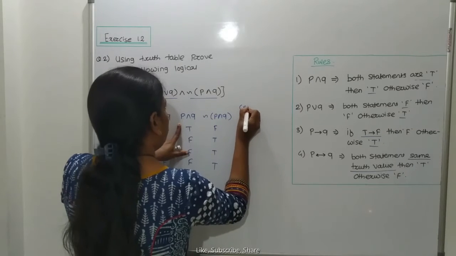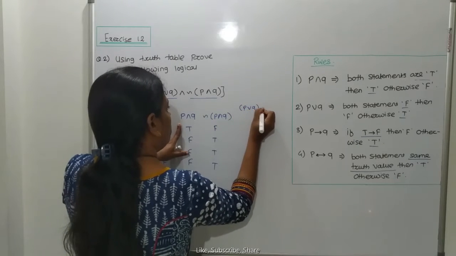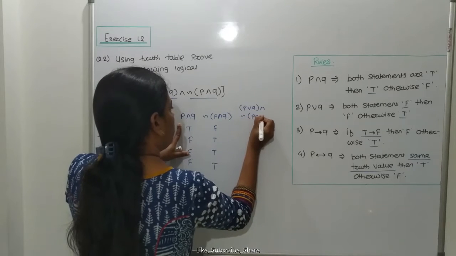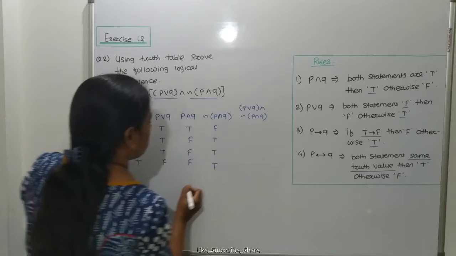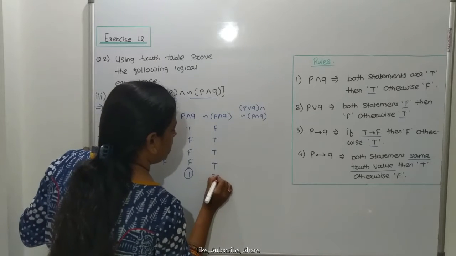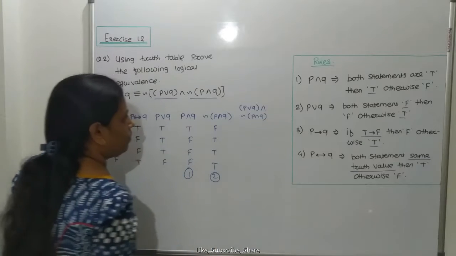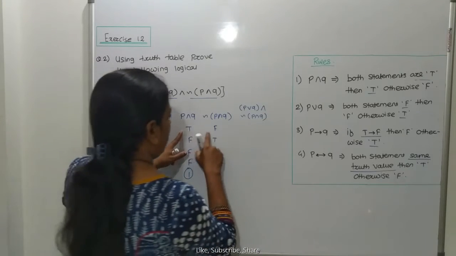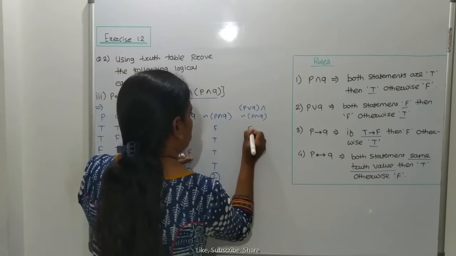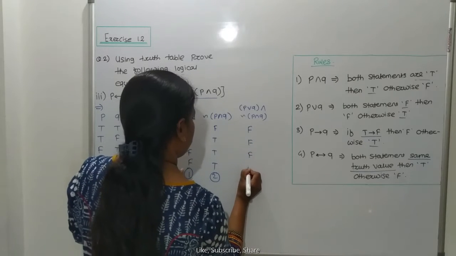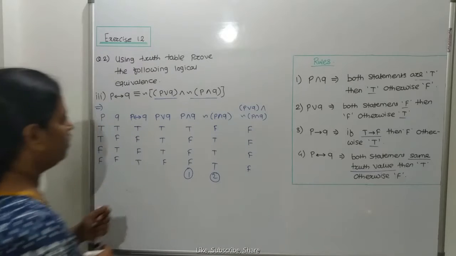Suppose P or Q and not of P and Q. That means we have to first consider this one, second is this one, and we have to perform the AND operation with it. Which operation? AND operation. So for AND, true, false, false, false, true, false. This one is false and this one is also false. Okay.